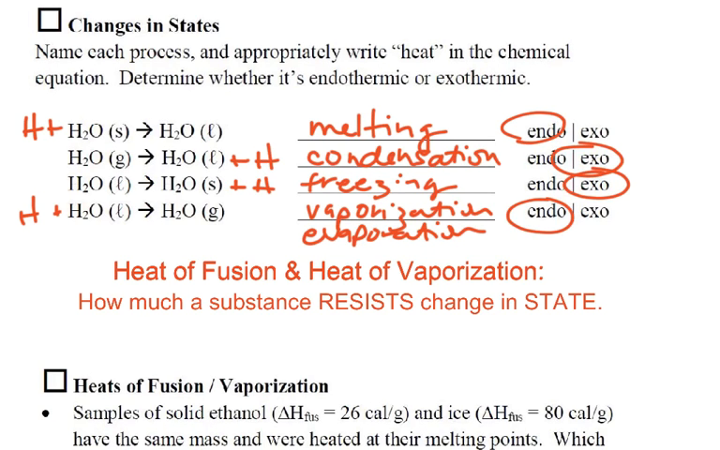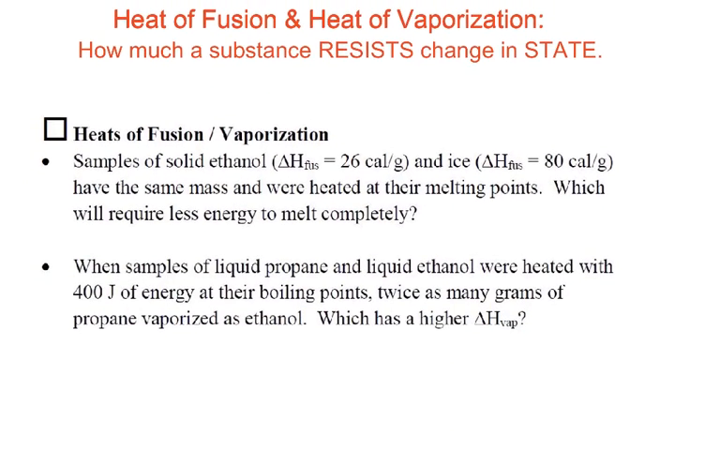So those are important. Okay, next little piece is talking about heat of fusion and heat of vaporization. So again, if we take kind of a definition of heat of fusion and heat of vaporization, think of it as how much a substance resists change in state. Now, when we were talking about C sub P, we were talking about how much does it resist change in temperature, but now we're talking about how much does it resist change in state? How much does it want to stay a solid or stay a liquid, not change into something else?